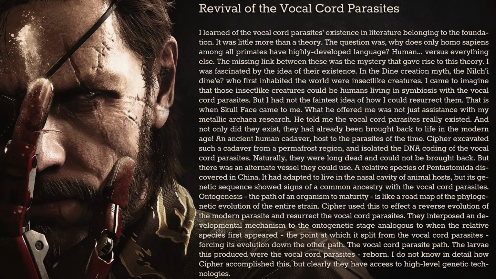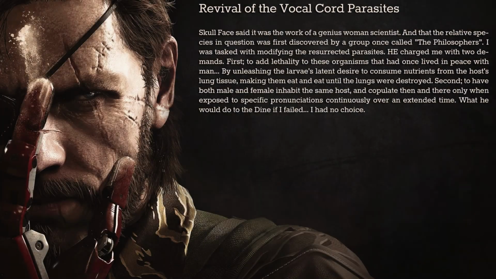I do not know in detail how Cypher accomplished this, but clearly they have access to high-level genetic technologies. Skullface said it was the work of a genius woman scientist, and that the relative species in question was first discovered by a group once called the Philosophers. I was tasked with modifying the resurrected parasites.